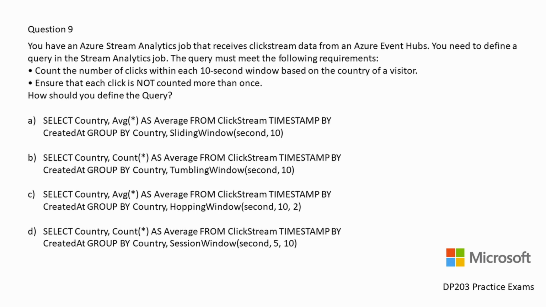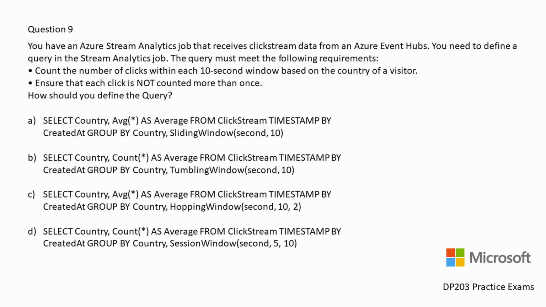As options, we are given 4 queries here. They are quite similar. The only difference is either the use of the function average or the count, and the difference in the use of the windowing function. To answer this question, it is important to understand what each windowing function does. We're not going to go through them here since we're considering the same windowing functions that we did in question 3.